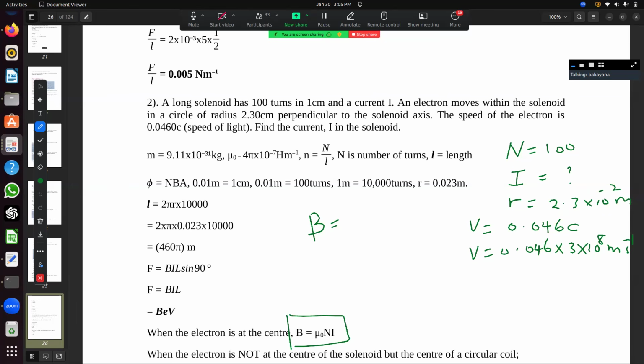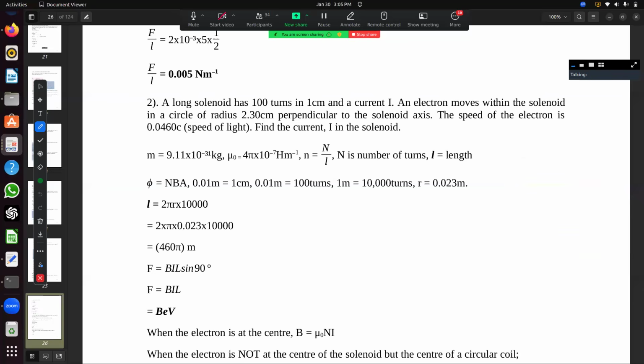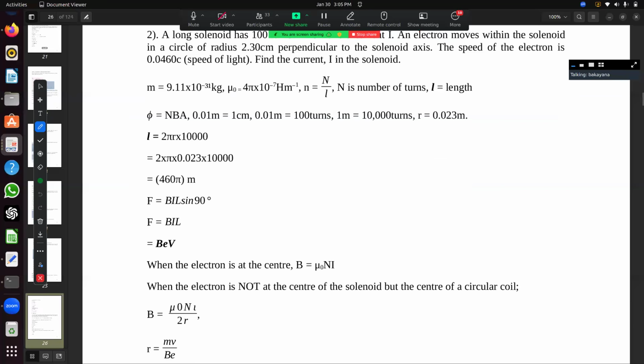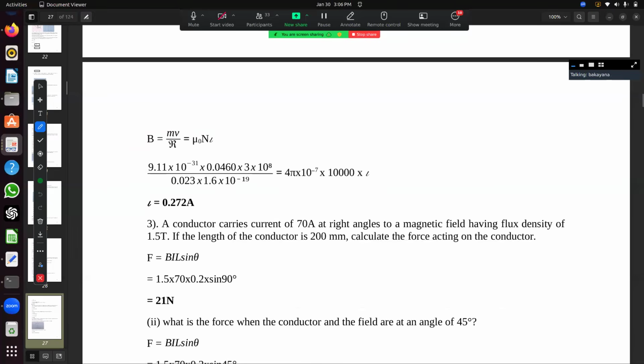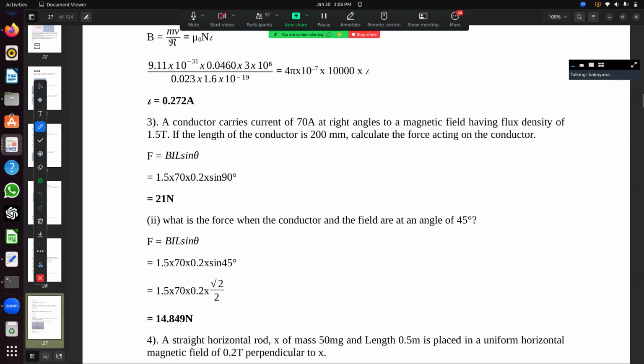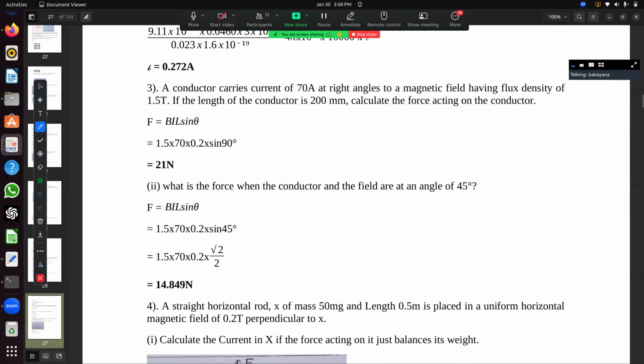Let me skip this question because it requires another application whose knowledge is in the next sub chapters. So we can skip that for now. Magnetic flux density in the center or at the ends of a solenoid, that we shall look at later. Okay, so let me see. Maybe this one, item 3, we can figure it out.